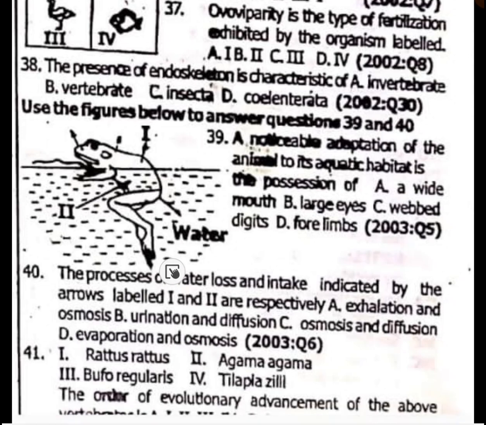Number 40 is option D. We'll end this video on question 41. The order of evolutionary advancement of the above is option. We'll take it in the next video.